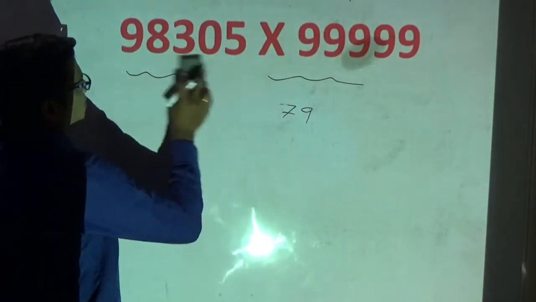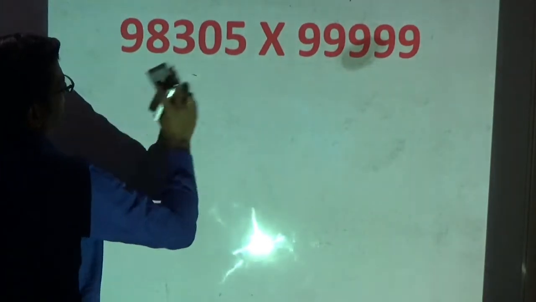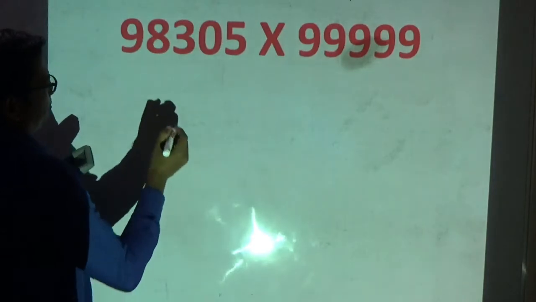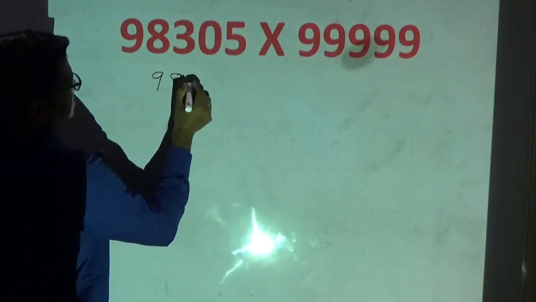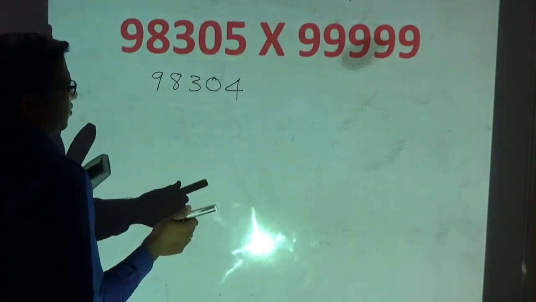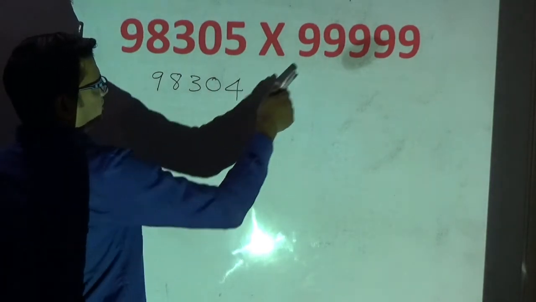Now check how many digits are there in my multiplicand. There are totally 5 digits. Now check how many 9s are there: 5 9s. Now you can apply this method. All the digits you write as they are, and the last digit you reduce by 1. This is half of the answer. Next half of the answer, how to get? You subtract all the numbers from 9s.